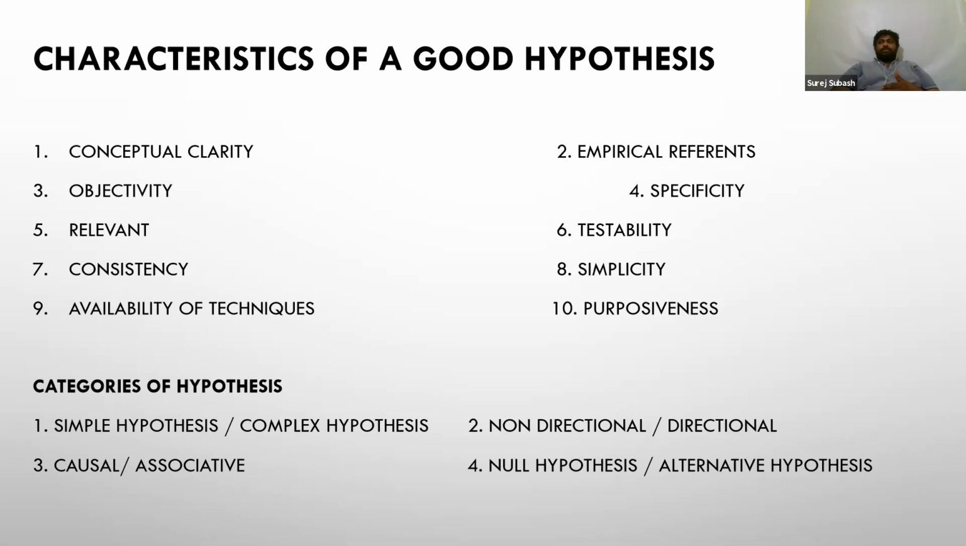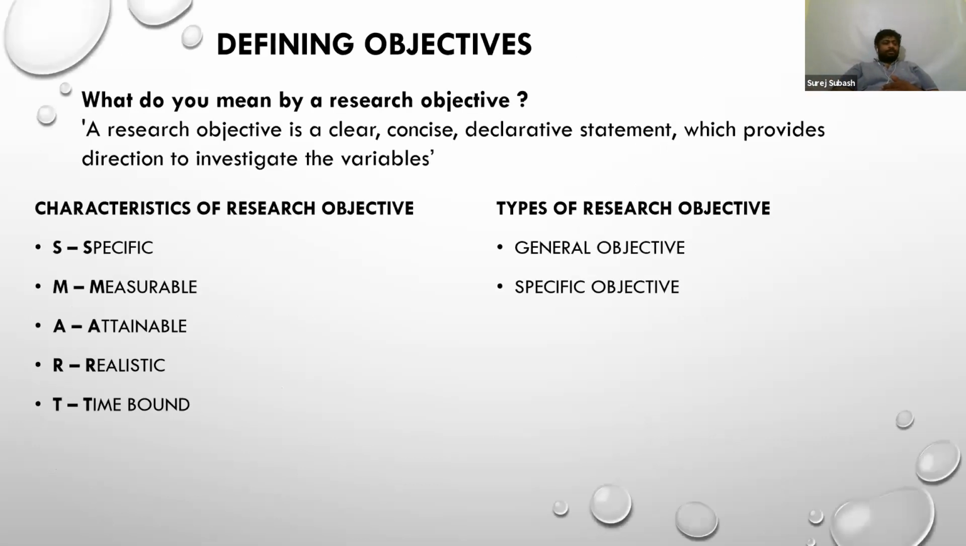Okay. So next one is defining the objectives. What do we mean by a research objective? A research objective is a very clear, concise, declarative statement which provides a direction to investigate the variables. The characteristics of research objectives are that it should be specific, measurable, and attainable. Specific means, like we said earlier, it should not be vague. Attainable in the sense that it can be attained, and it should be realistic and time bound. So these are the characteristics that we usually see in research objectives.